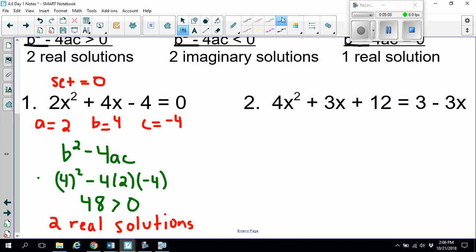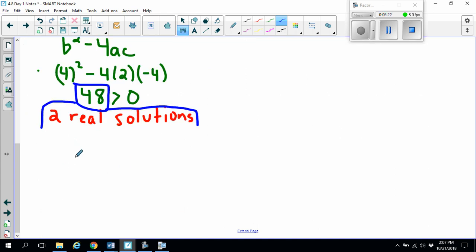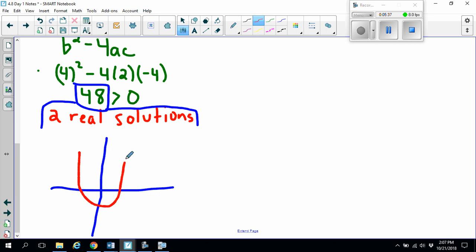So I'm going to box what our discriminant was, which was 48. And that means we got 2 real solutions. So what does that really mean if we were graphing this quadratic equation? Well, if we were graphing this, and I'm making a sketch, I'm not sure if this is the correct graph for this quadratic. If I had 2 real solutions, that means that our graph crosses the x-axis twice.